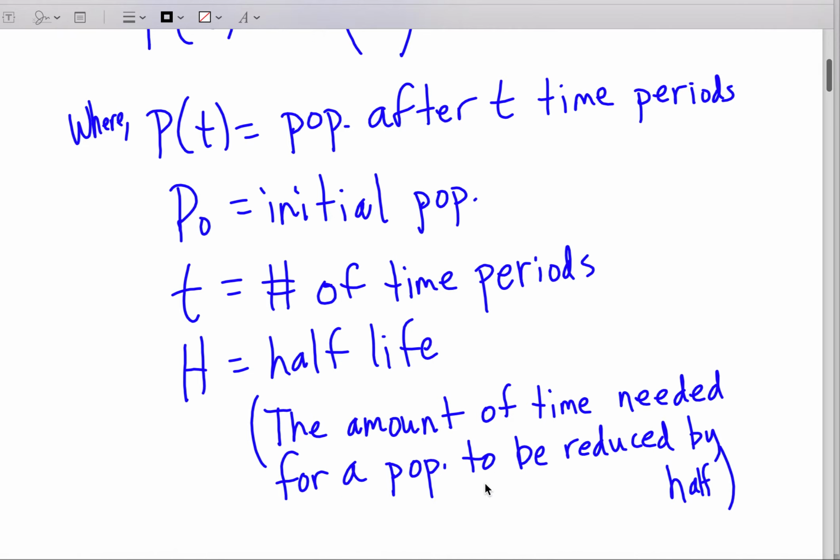Again, if the half-life is 5 years, in 5 years, let's say you started with 10, you'll be down now to 5. In another 5 years, you're going to be down to 2.5. In another 5 years, you're going to be down to half of 2.5, which is 1.25, sorry, and so forth and so on.